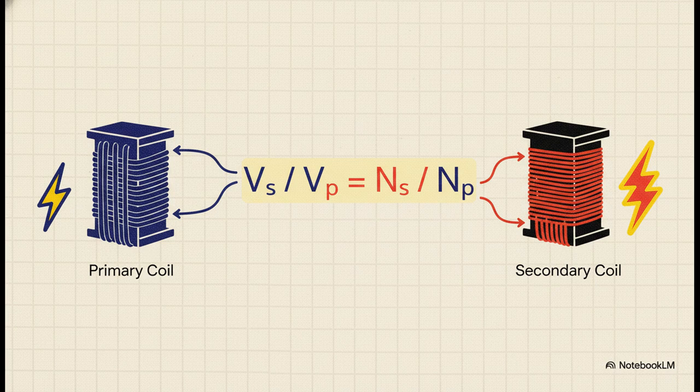And the math that runs the whole show? It is so beautifully simple, you'll love it for your numerical problems. The ratio of the voltages, secondary over primary, is exactly equal to the ratio of the number of turns, secondary over primary. Vs over Vp equals Ns over Np. That's it. That's the whole formula.